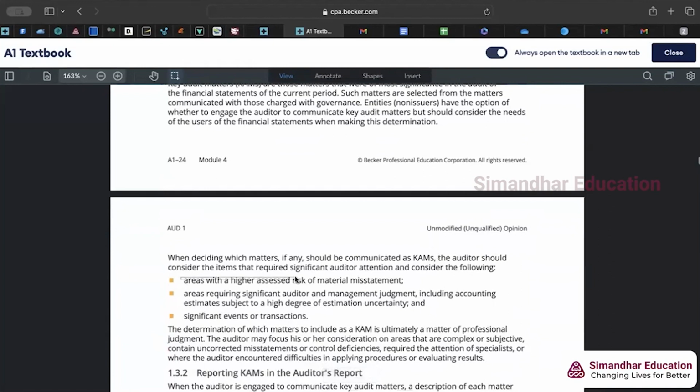Areas with high risk assessment, areas requiring significant auditor and management judgment, or significant events and transactions. These are the baseline that call for auditors' attention. Let's take an example. We are auditing a manufacturing company.